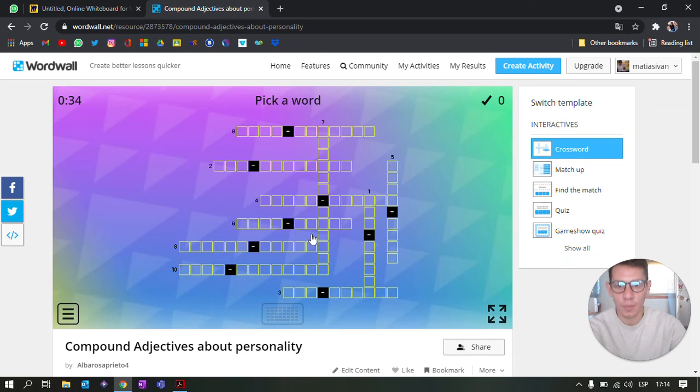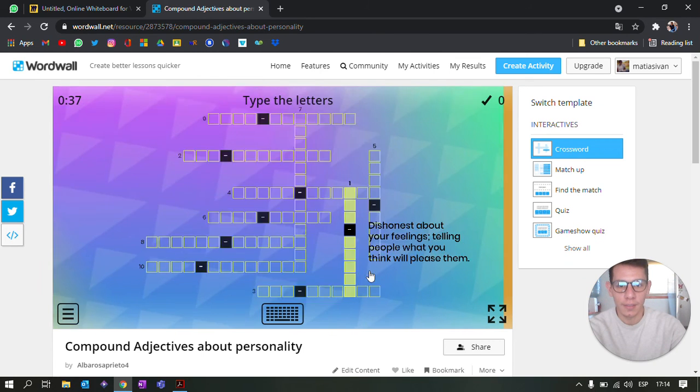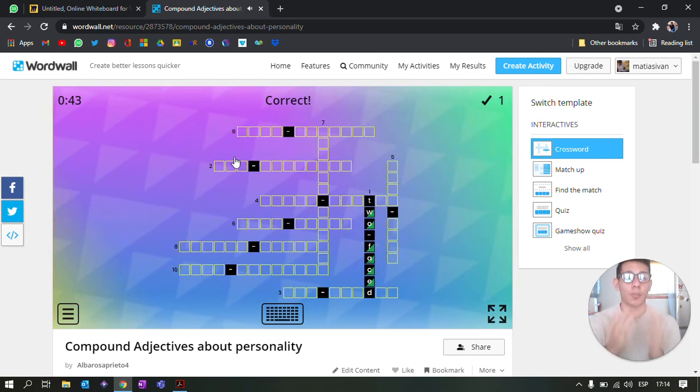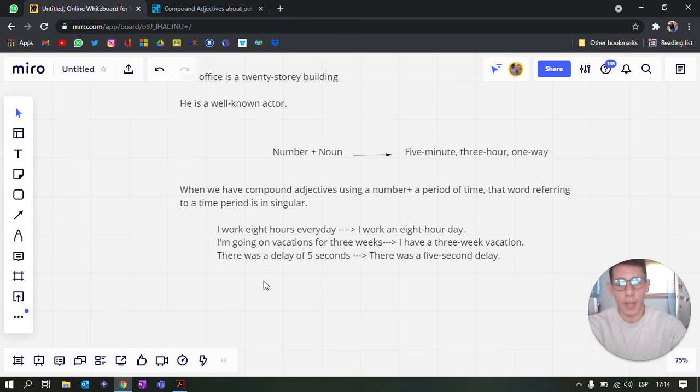Number one. So we call this person a two-faced person. So it has two faces. You're going to do the same with the other words. And if there is a word that you don't know, you can text me or look it up in the dictionary. What you're going to do is expand your vocabulary on this idea of compound adjectives. I'm also going to share this screen with you.